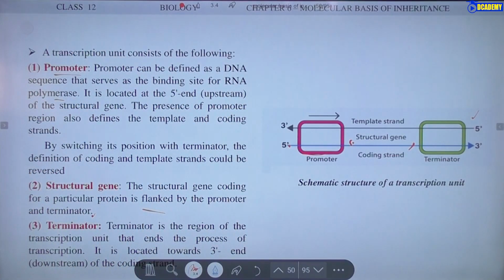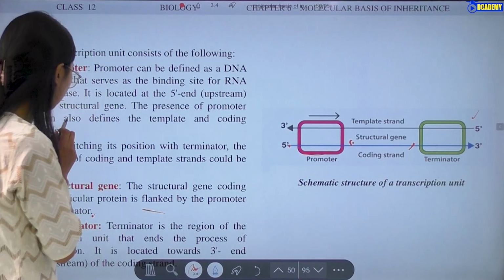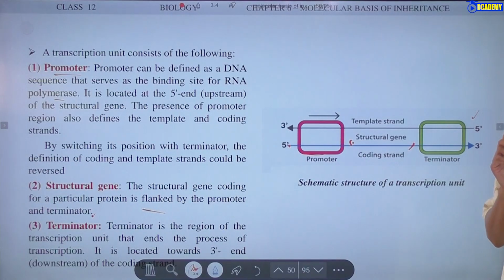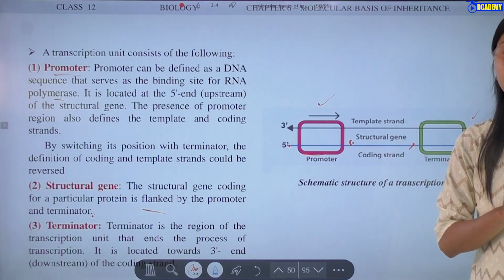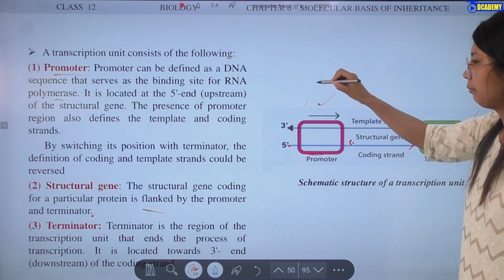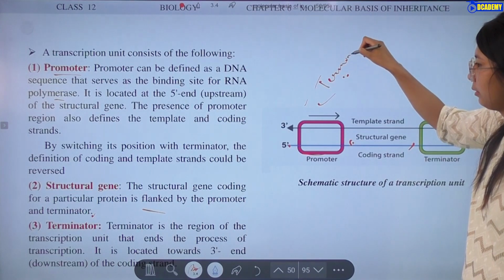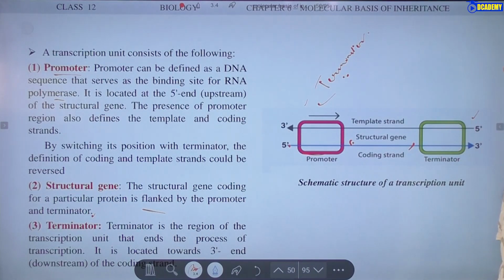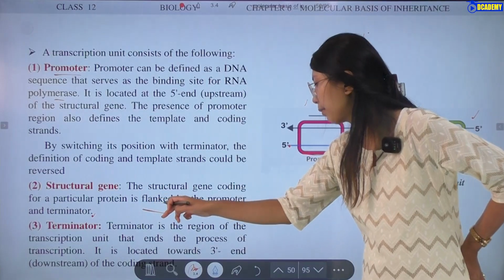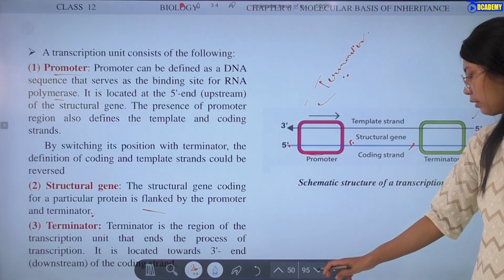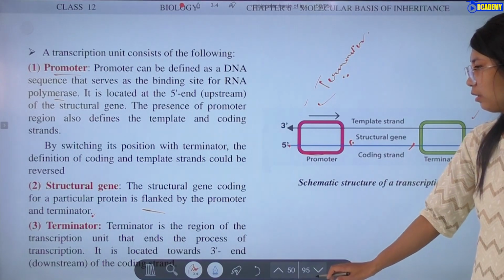They are also defined as a template and coding strands. By switching expression with terminator, the definition of coding and template strands could be reversed. The structural gene coding for a particular protein is flanked by the promoter and terminator.